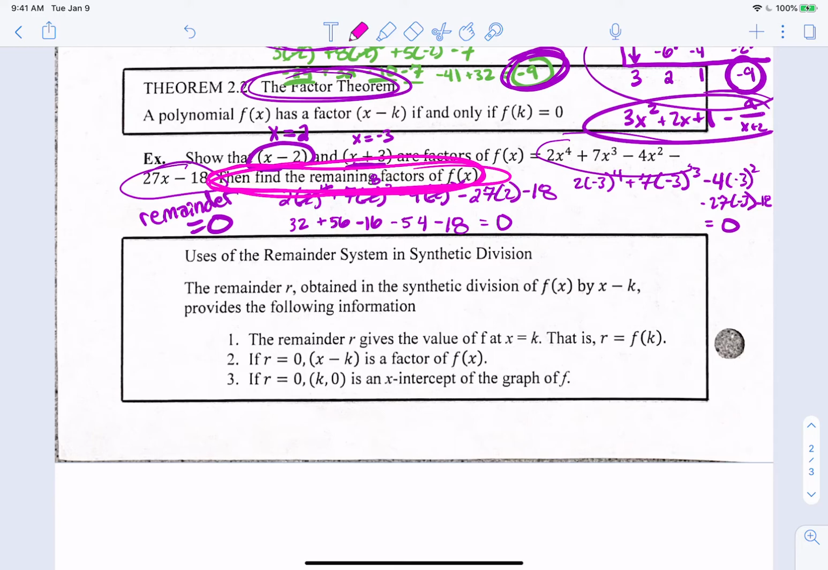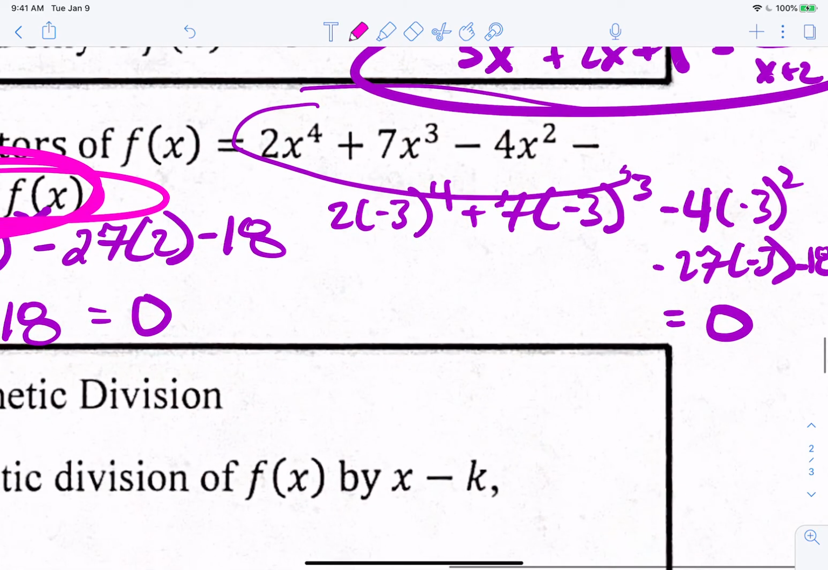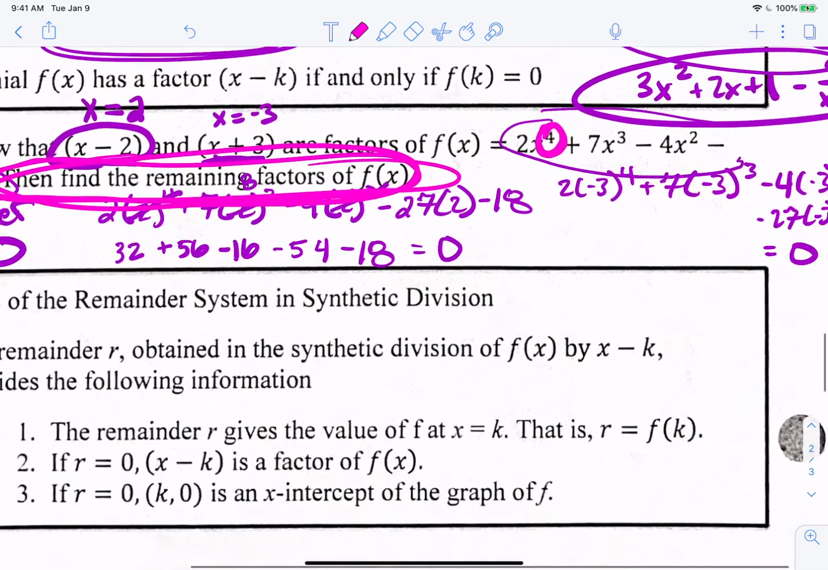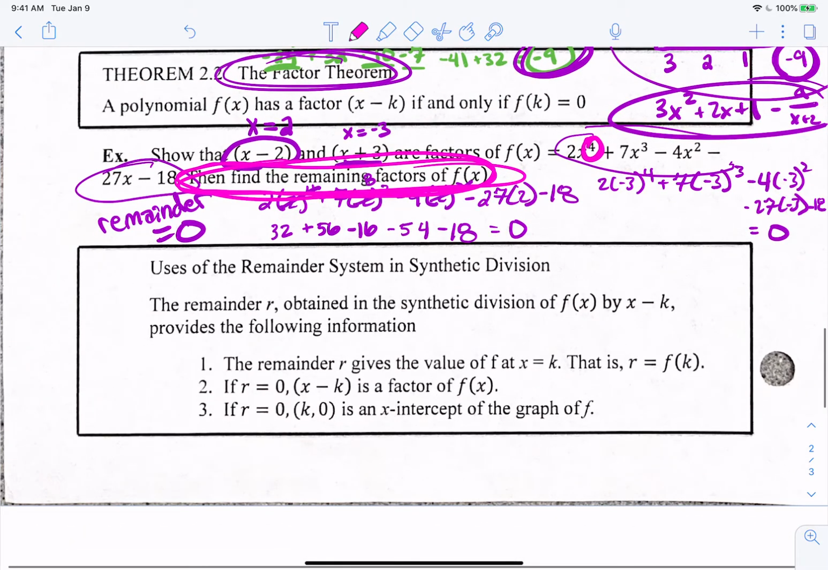How many factors will it have? This is very easy. 4, because it's x to the 4th power. They have listed 2 of them. How can I find the other 2 factors? I know that x minus 2 is a factor and I know x plus 3 is a factor. How can I find the other 2?